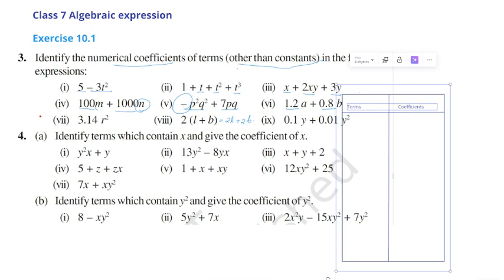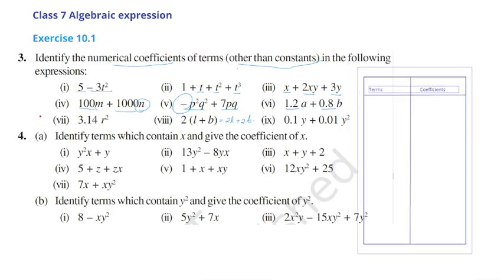So we are having the table here. So what is the question? Identify the terms which contain x. So here, for the first question, y square x plus y. So how many terms are there? 2 terms are there. So in which how many terms have x as a variable? So for the first, only one term is having the x as the variable. So for the first question, y square x.